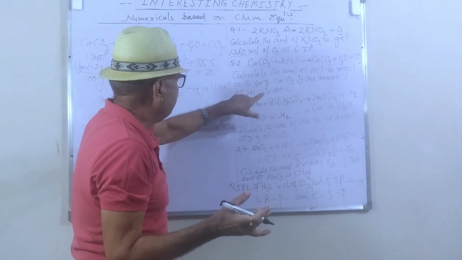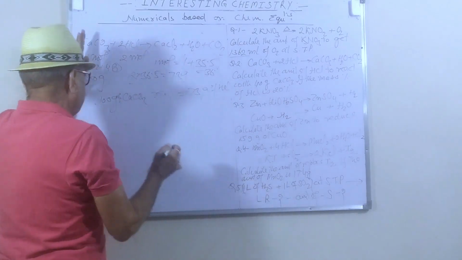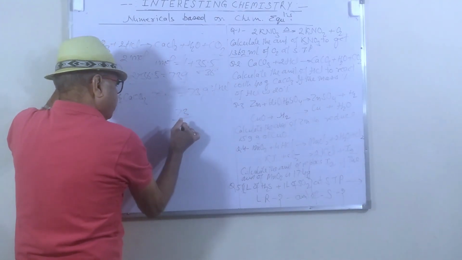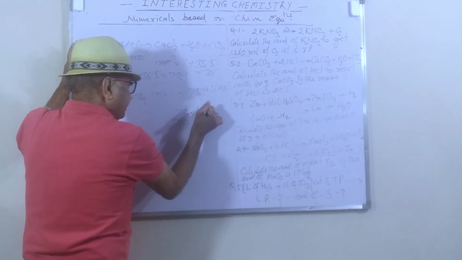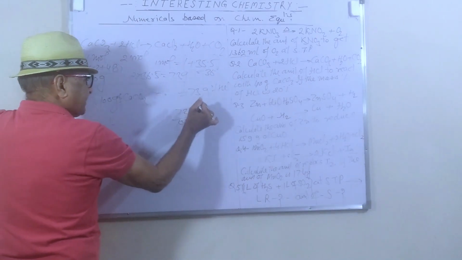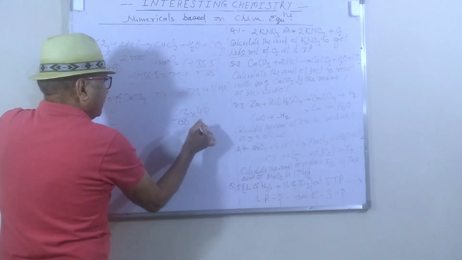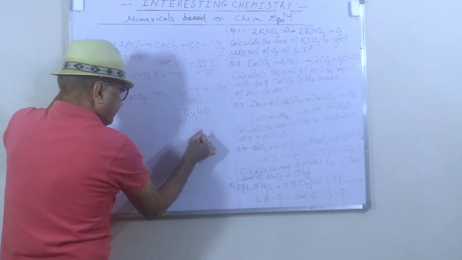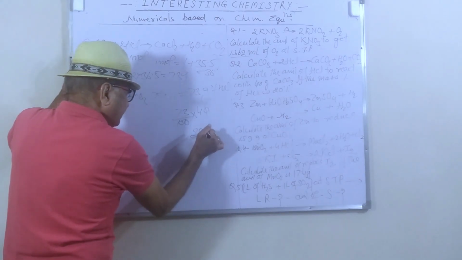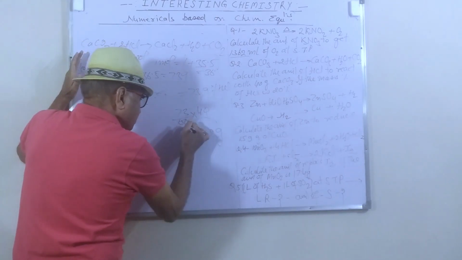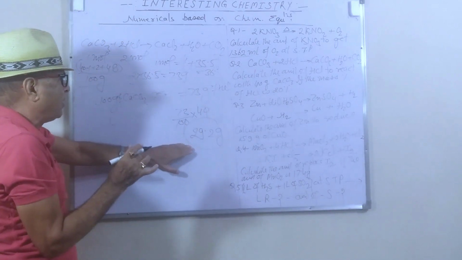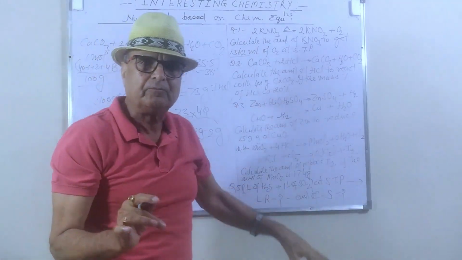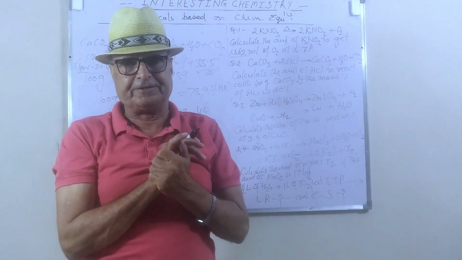You have only 40 grams. So, calculate for the 40 gram. 1 is equal to 73 upon 100 into 40. So, you can calculate: 28.8, about 29.2 gram. So it is the actual amount of HCl you need to react with 40 gram of calcium carbonate.